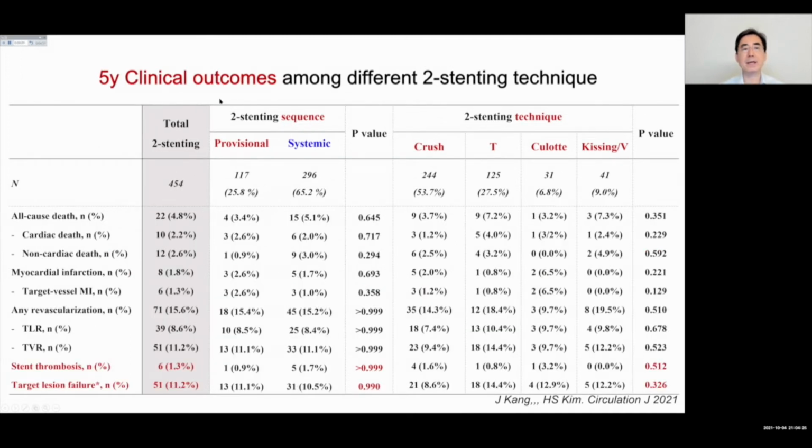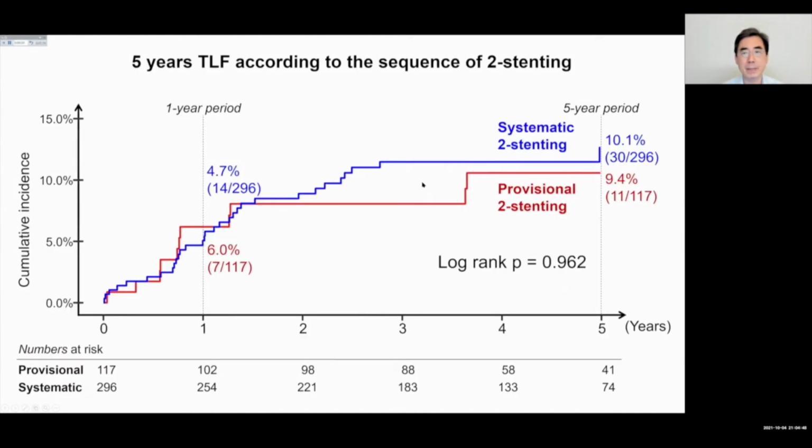Here is the 5-year clinical outcome. In total, 5-year stent thrombosis is just 1.3%, even after two stent technique. It's a very wonderful result. Target lesion failure, just 11%, even after two stent technique. There's no difference between main vessel first versus side branch first, or between different techniques. Here is the incidence curve of target lesion failure up to 5 years, around 10%. Systemic versus provisional two stent, no difference.